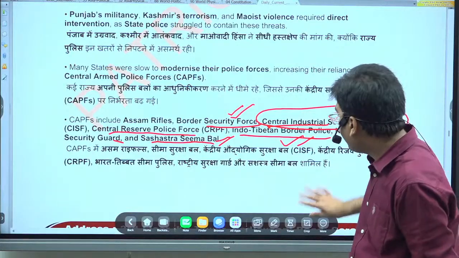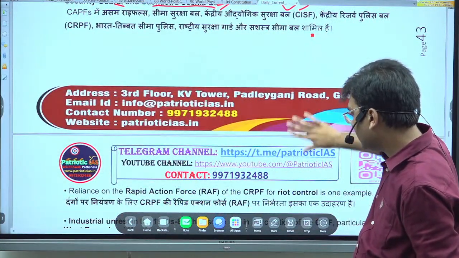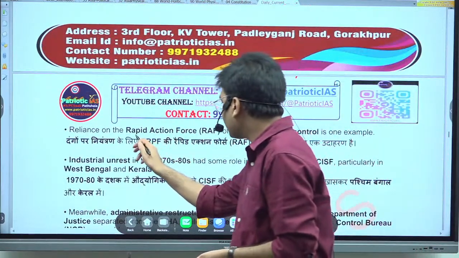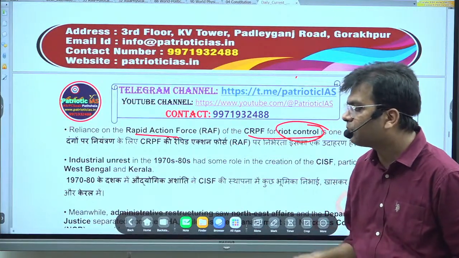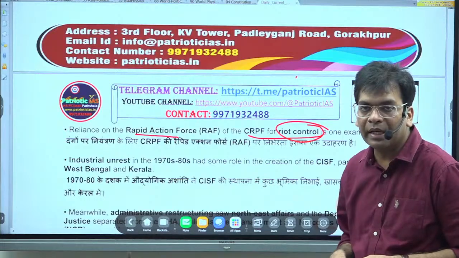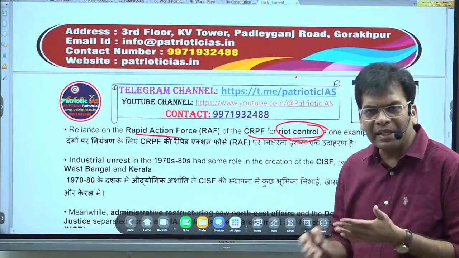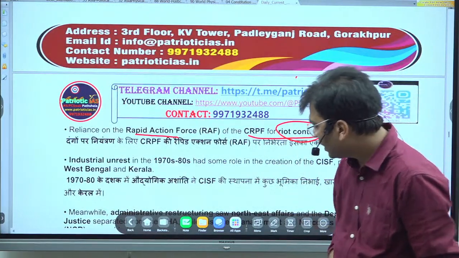CRPF and the Rapid Action Force are very much experts in riot control. So here it has given the Rapid Action Force and the CRPF. They have the expertise in riot control. So please remember all these things: which paramilitary force they are, where they are deployed, and in case of any internal disturbance, they can be mobilized. All these things you should remember.